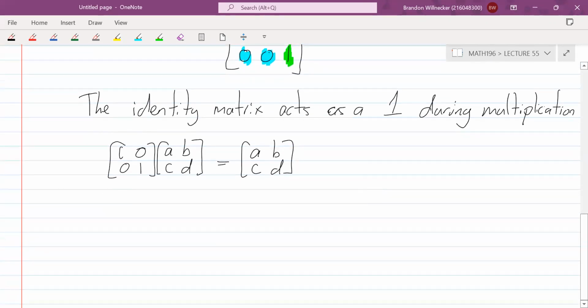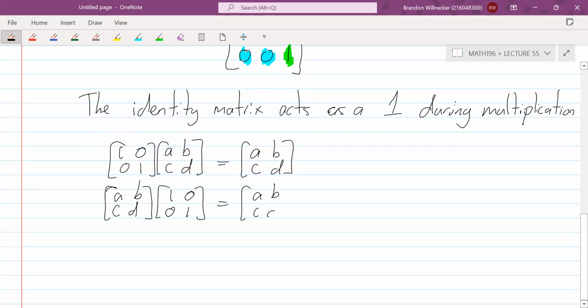Now, the special thing about the identity is that you can multiply it on the left and on the right. So if we have A, B, C, D and we multiply it on the right, you can check, we also get A, B, C, D. So this is a special case of multiplication where the ordering doesn't matter.